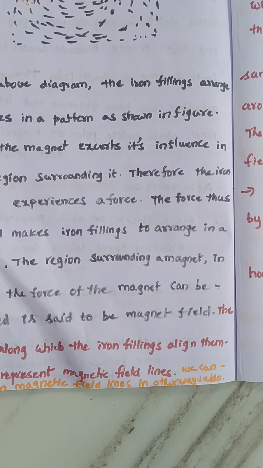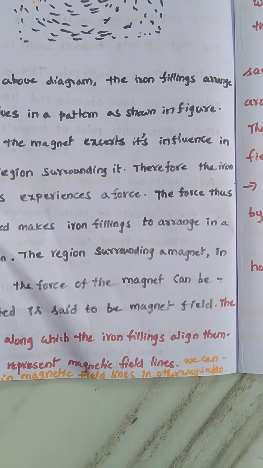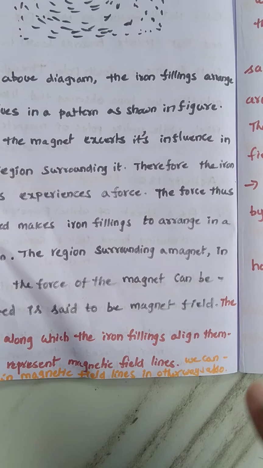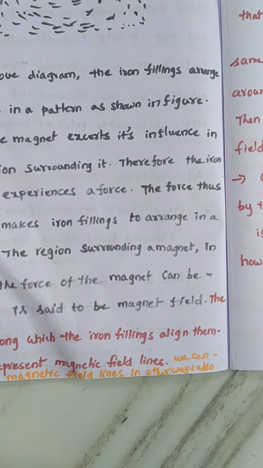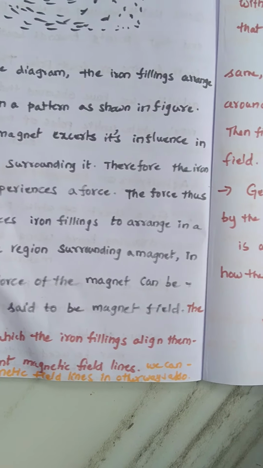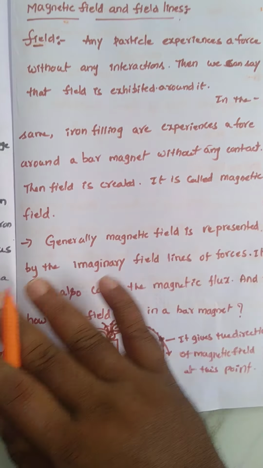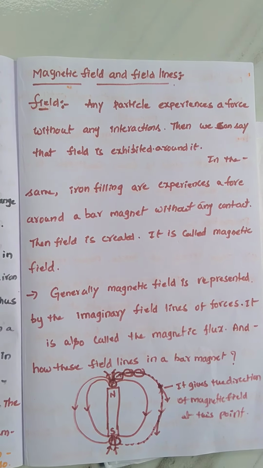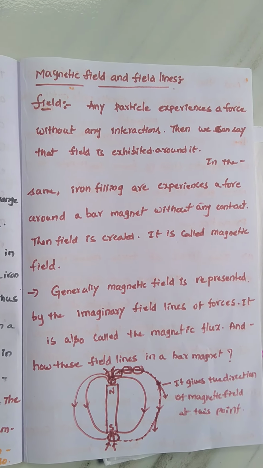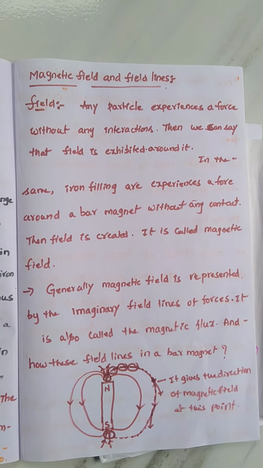Whenever they ask in the exam about a magnetic field and magnetic field lines, whatever I'm going to discuss now, you can write in the exam, right? So then how can we describe a magnetic field and magnetic field lines? See dear students, before that I want to discuss field with you.